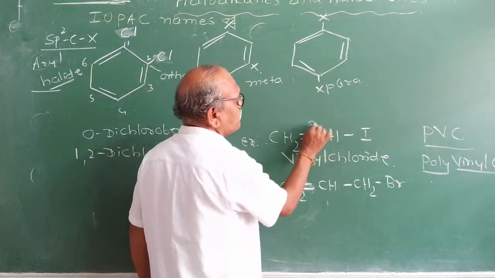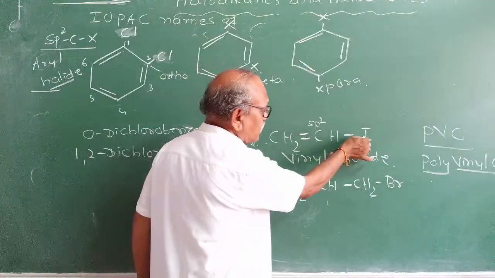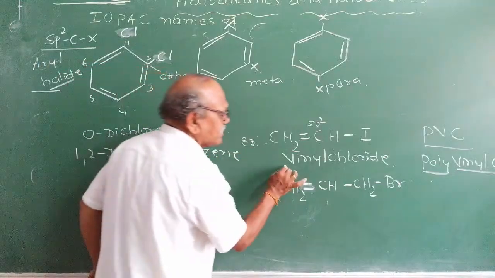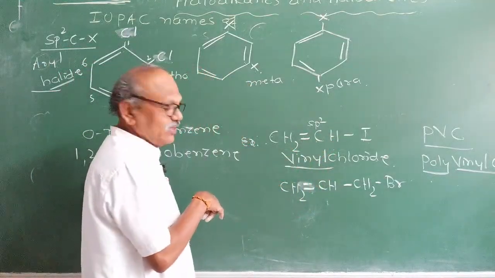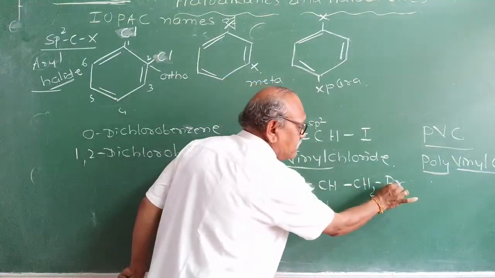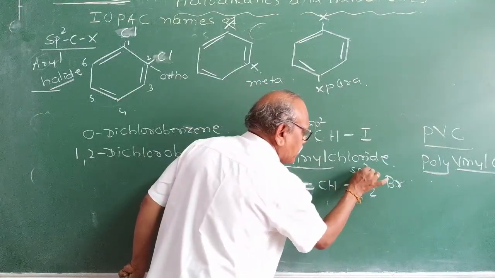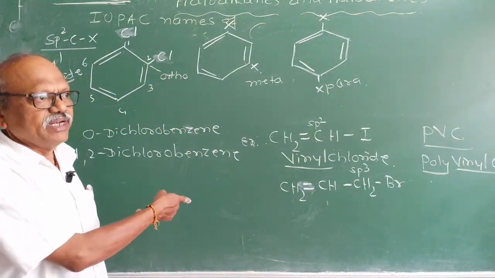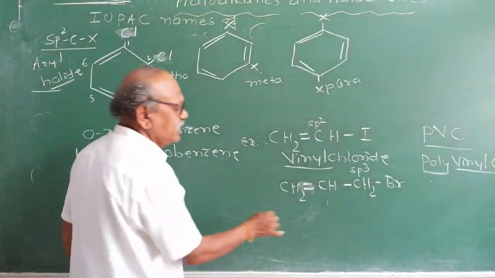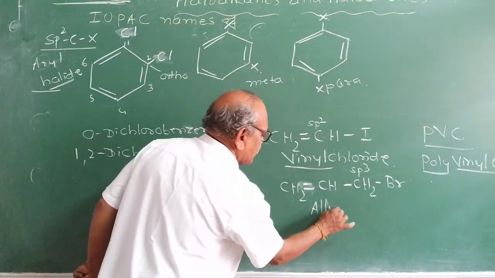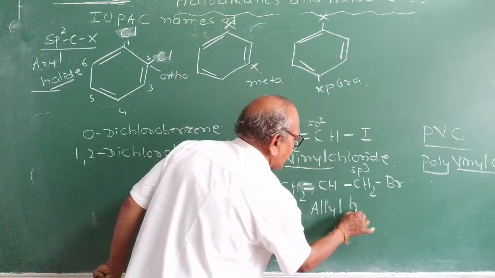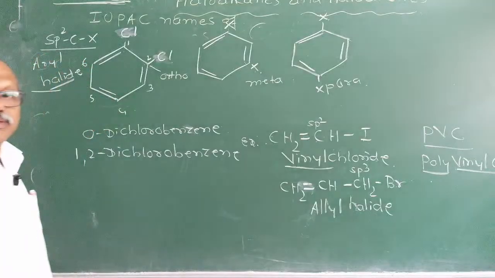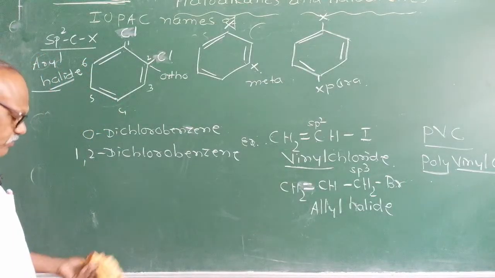Vinylic means the sp2 hybridized carbon atom. If the halogen atom is directly linked, then we use the prefix vinylic halide. And if the halogen atom is linked to the sp3 hybridized carbon atom next to the carbon atom containing the double bond, what is it called? Last period we discussed, it is called allylic halide, therefore allyl halide. Remember it, very important. Then you can write the IUPAC name of these two.